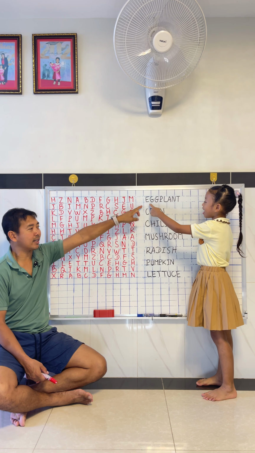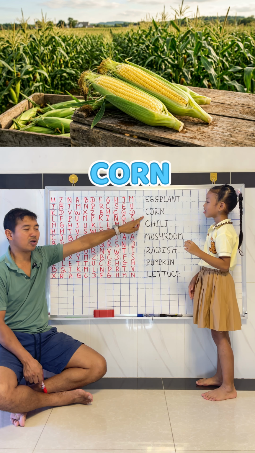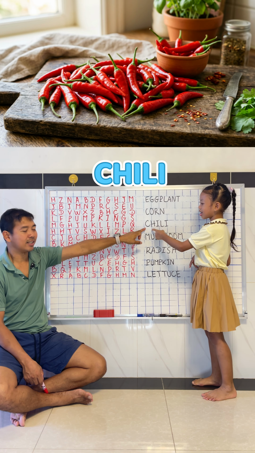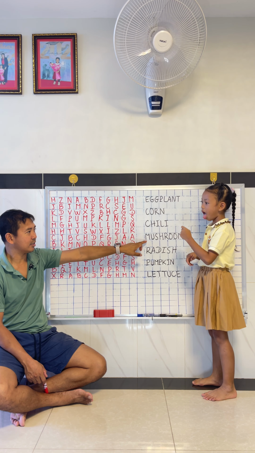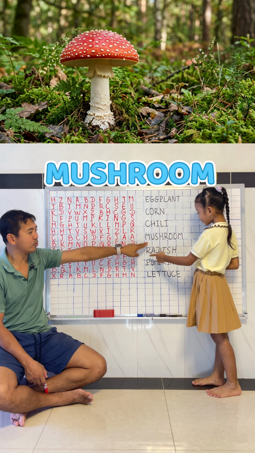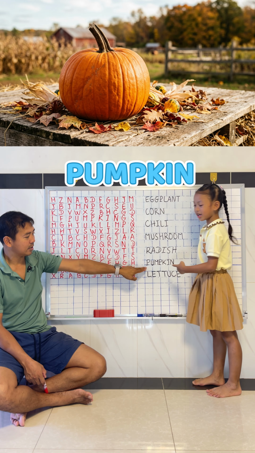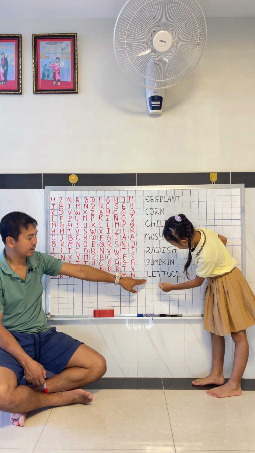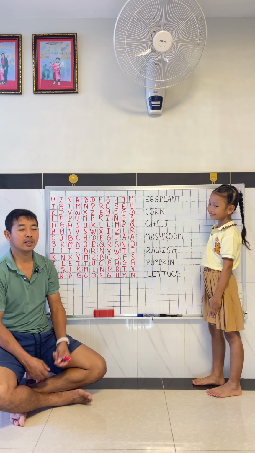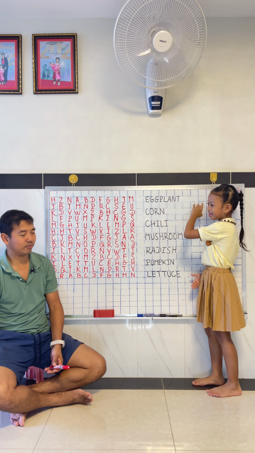Number 1. Eggplant. Corn. But I don't love corn. Chili. So spicy. Mushroom. Radish. Pumpkin. Lettuce. So after we read, we will spell that word.